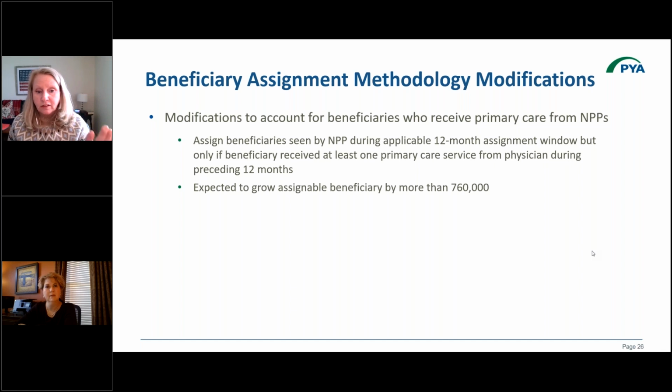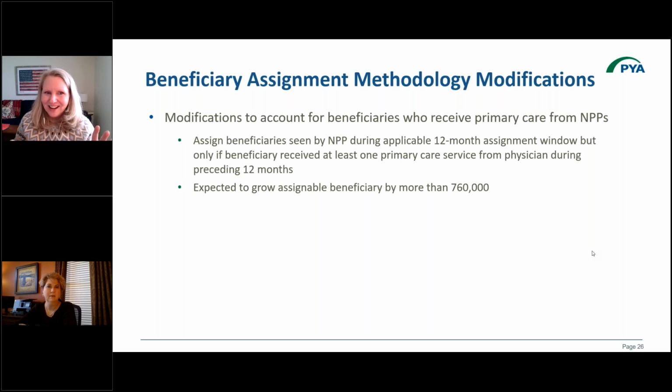beneficiaries. Now, that doesn't mean that those people are all going to attribute to an ACO, but it's going to make them eligible to be attributed to the ACO if the MPP from whom they've been receiving services is part of an ACO. Signal to ACOs, this is an opportunity to recruit now more MPP into your ACO because they will have a more positive effect.